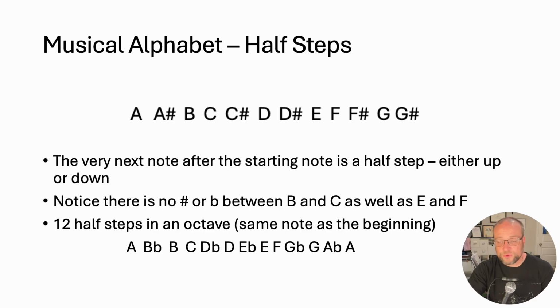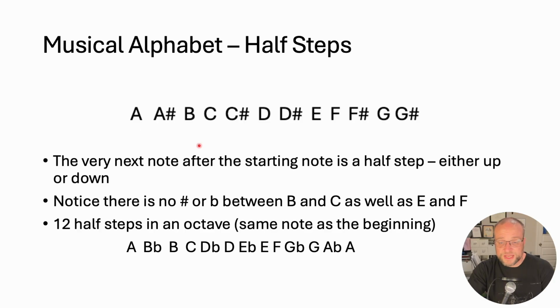When we have the full alphabet and we can go one letter to the very next, we call those half steps. I've also heard them called semitones or half tones, but they all mean the same thing. I call them half steps. They could move up or down. Those are all half steps.